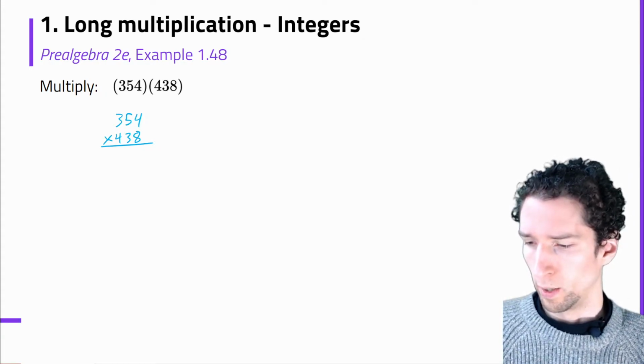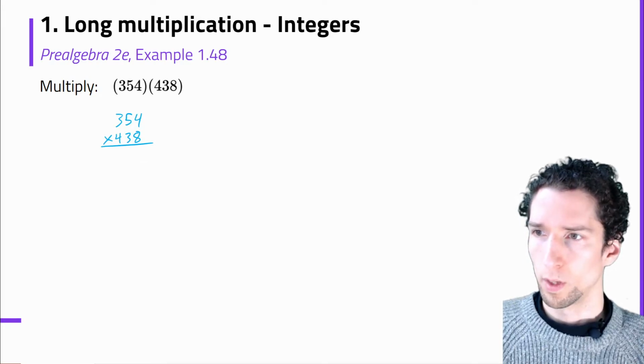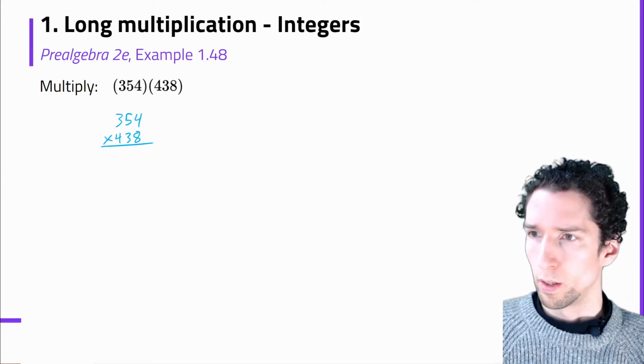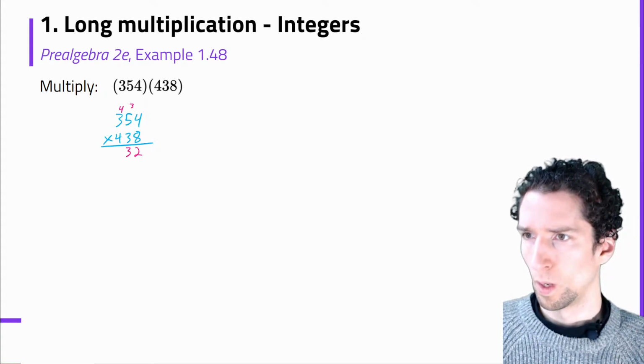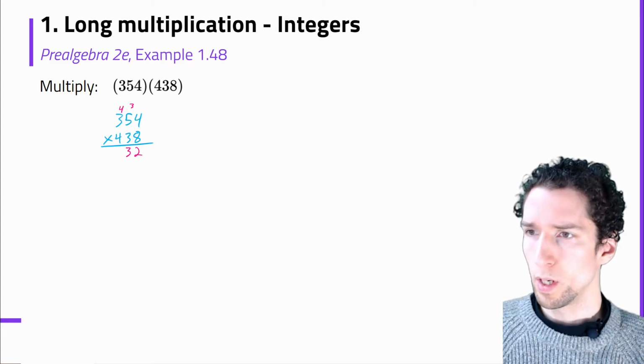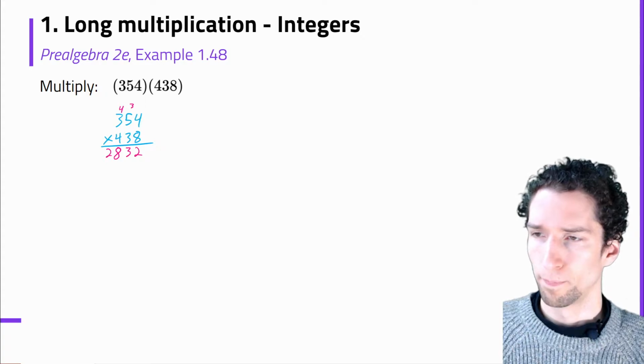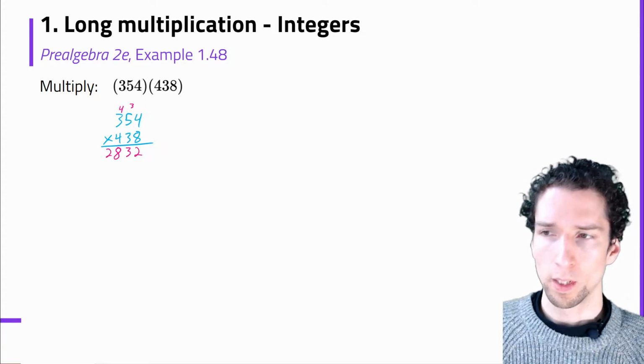So okay, let's do the first row here. So 8, so we're doing this, 8 times 354. So 8 times 4, 32, carry the 3. 8 times 5, 40, plus 3, so 3 and 4 here. And then 8 times 3, 24, plus that 4, so 28. Okay, so that's 8 times all of that.